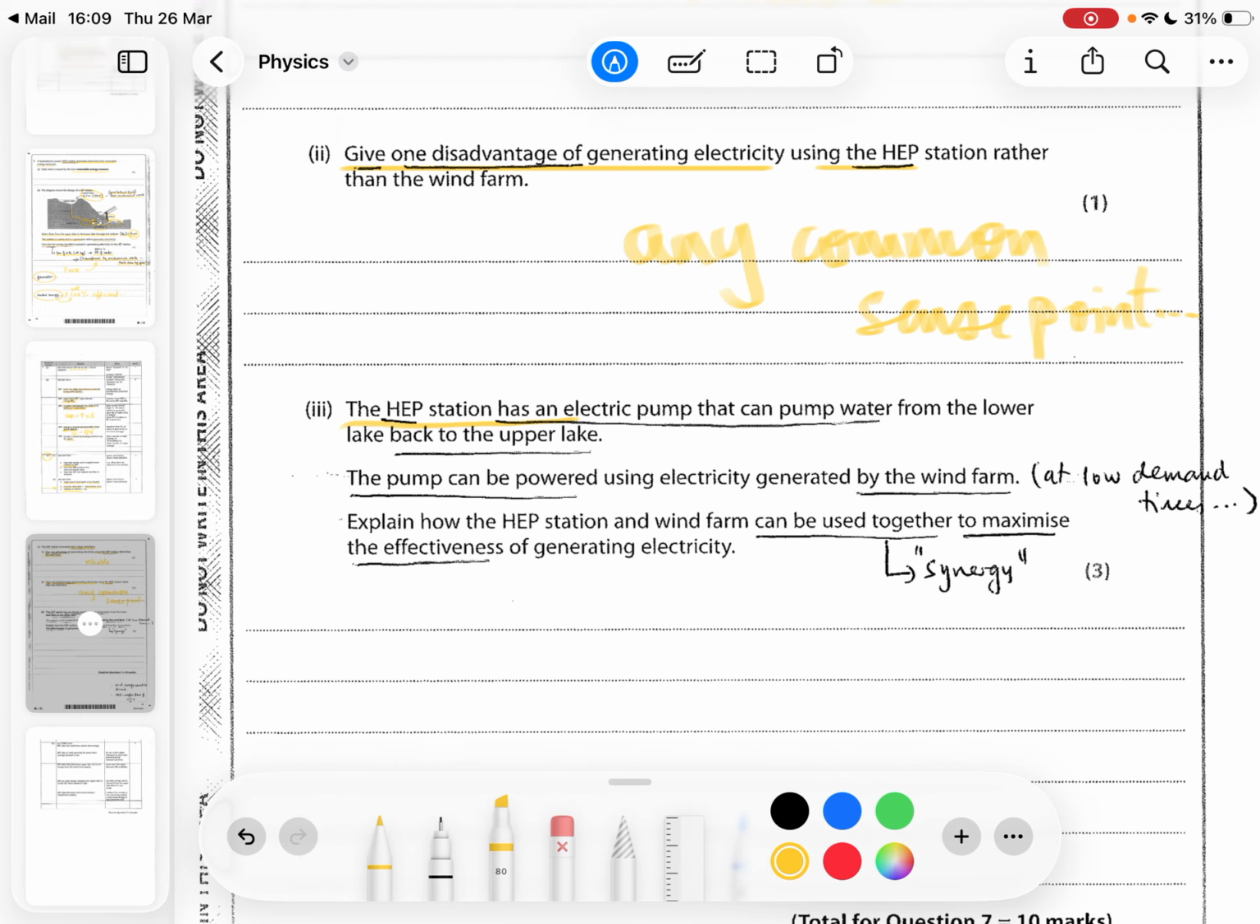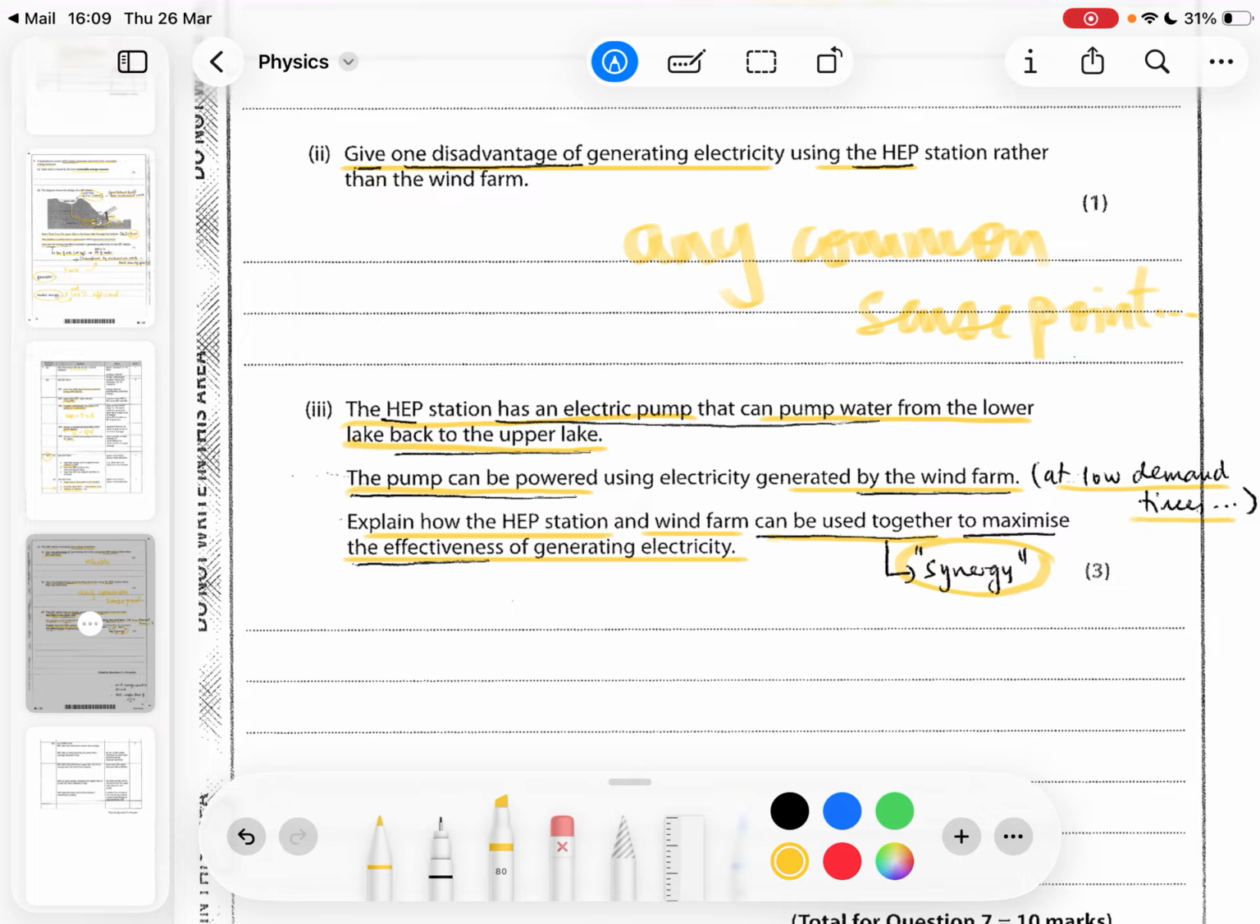Okay, the hydroelectric power station uses an electric pump that can pump water from the lower lake back to the upper lake. The pump can be powered using electricity generated by the wind farm. So, say you're not using a lot of electricity at low demand times, you think, hang on, it's windy, why don't we use our wind energy to pump the water back up to the top? Explain how the hydroelectric power station and the wind farm can be used together. That's a form of getting more out of your two systems. I call that synergy, to maximize the effectiveness of generating electricity.